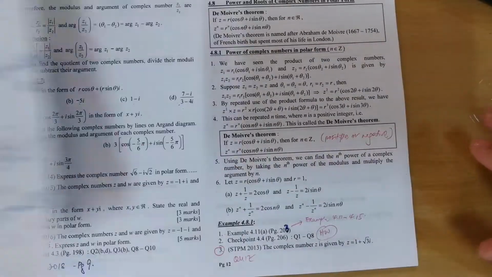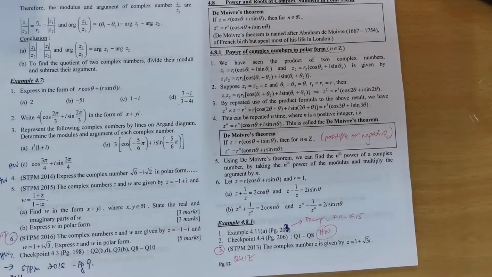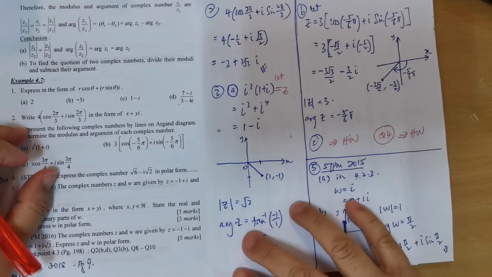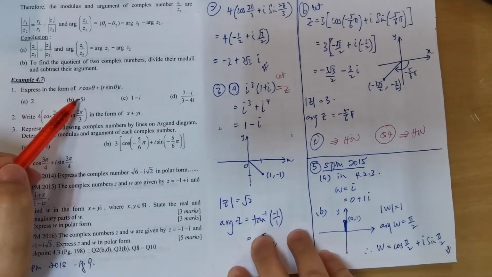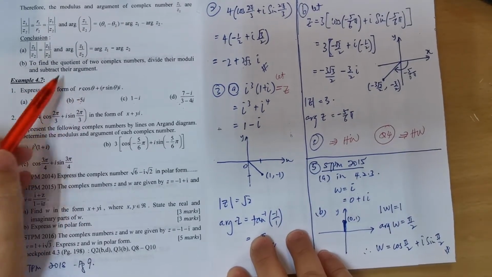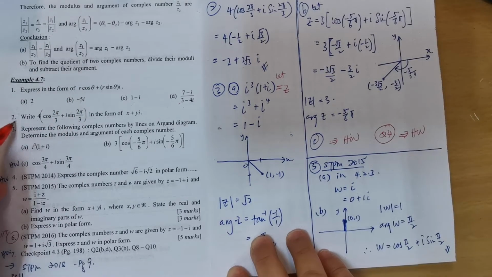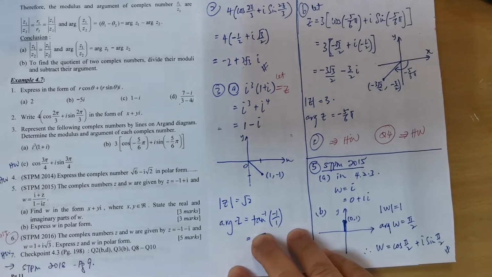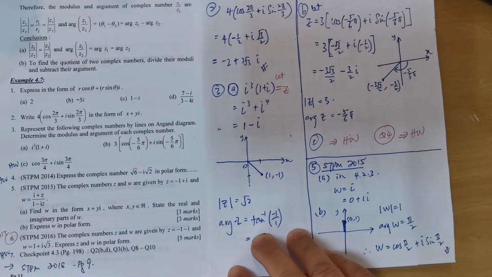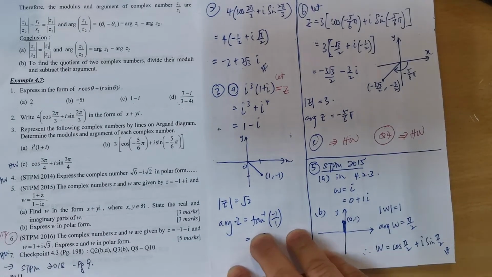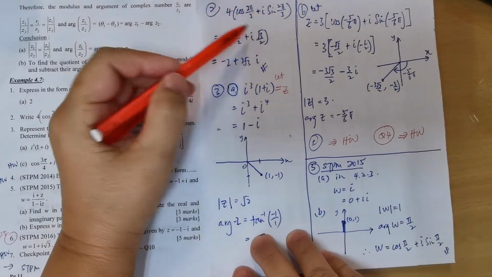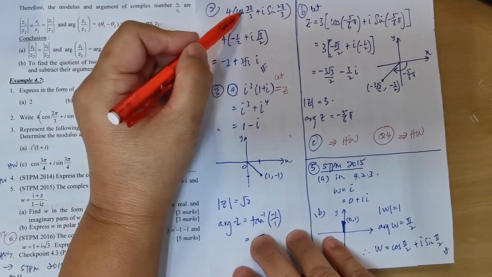Alright, so this is question 1. Next we will go to question 2. So just now you are given Cartesian form, then we change it into polar form. How about if you are given polar form, then they want you to change it to Cartesian form. This one very simple, right? Just calculate sine and cos only. So you are given 4 cos 2 pi over 3 plus i sine 2 pi over 3. Just calculate. Use a calculator.